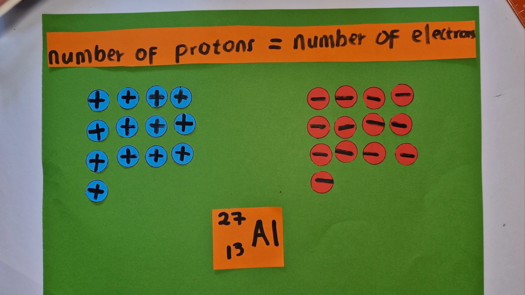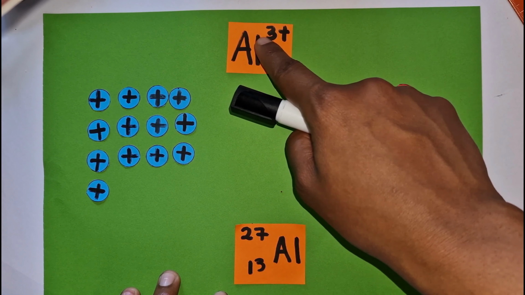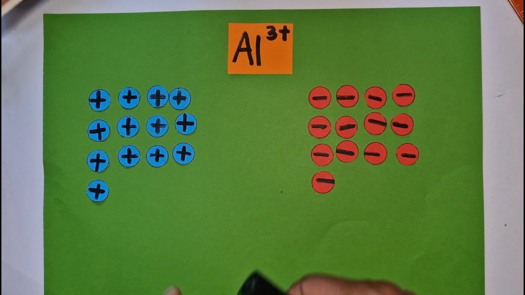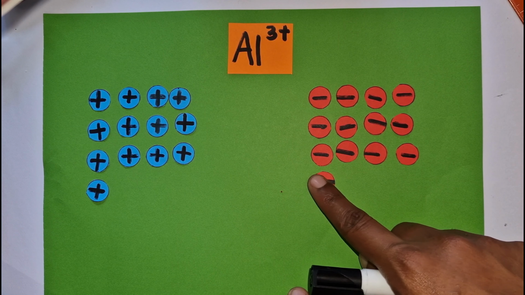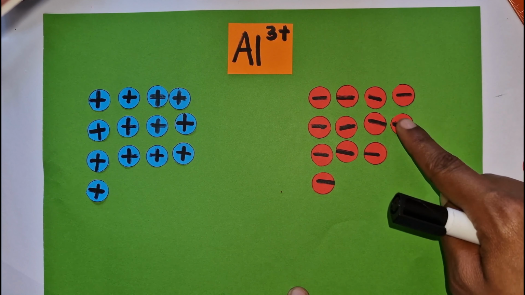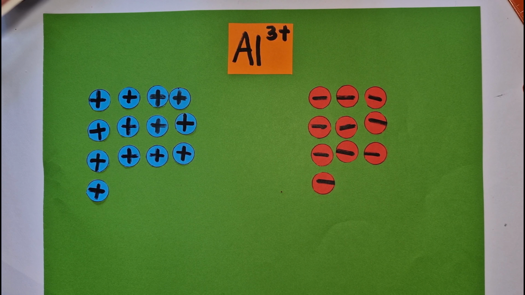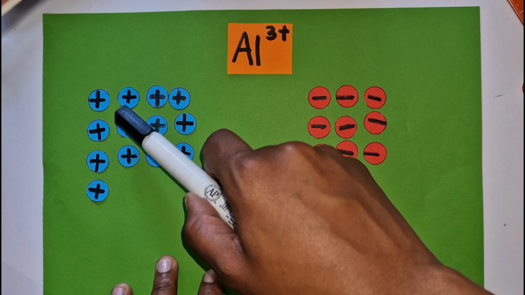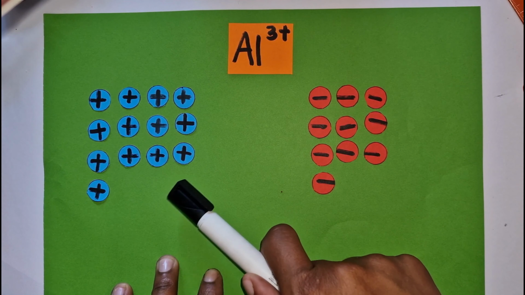To form an aluminium 3+ ion, this neutral aluminium atom must lose 3 electrons. So we must remove 1, 2, 3 electrons. When we do that, we can now see that we are still left with 1, 2, 3, 4, 5, 6, 7, 8, 9, 10, 11, 12, 13 protons.